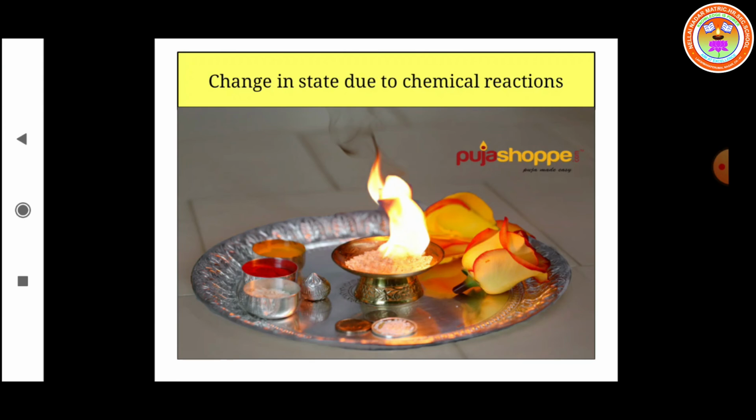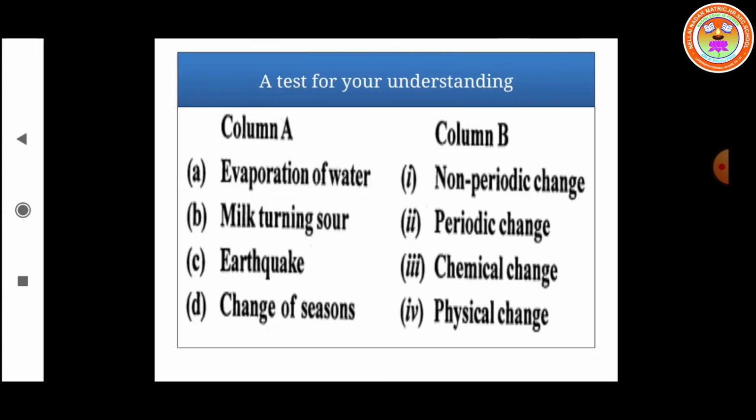See, here is a test for your understanding. One match I have given. Column A and column B are there. You have to match column A with column B. Okay, children. Look at column A. Evaporation of water, milk turning sour, earthquake, change of seasons. Coming to column B: non-periodic change, periodic change, chemical change, physical change. Okay. Shall we match column A with column B?